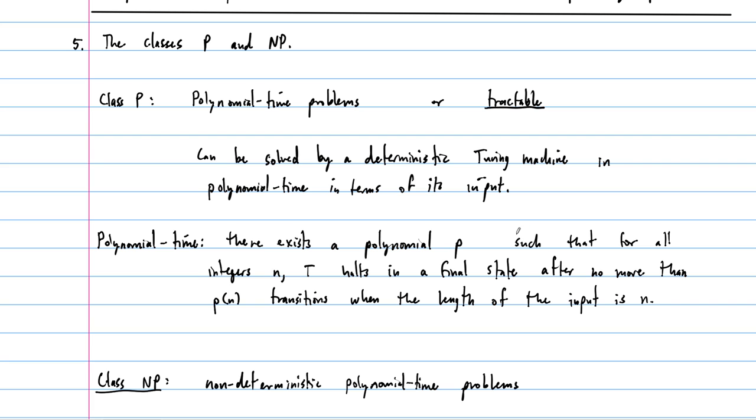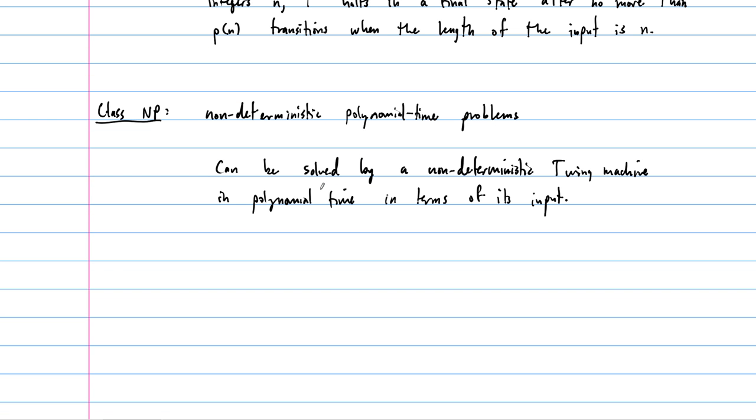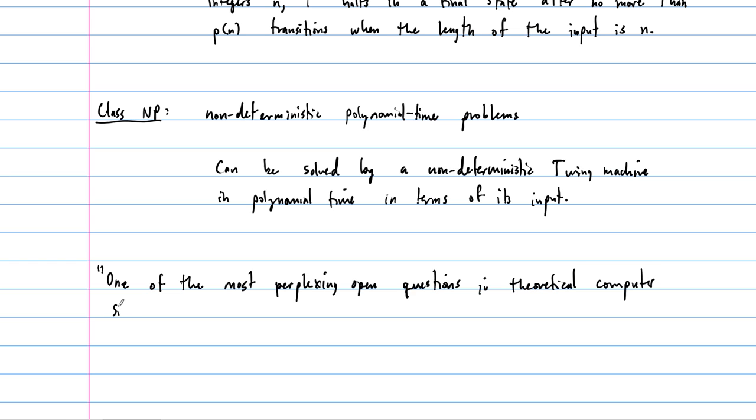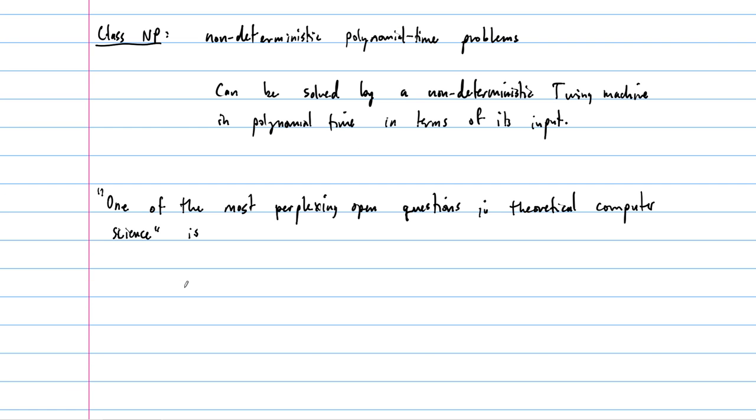Okay, so these are the classes then, P and NP. Polynomial time is just something that we need to define either of or both of these, really. And so in the text it says the following. I'll put this in quotes because these are the words of Rosen. One of the most perplexing open questions in theoretical computer science is the following. So the question is, does P equal NP? Or does NP equal P?